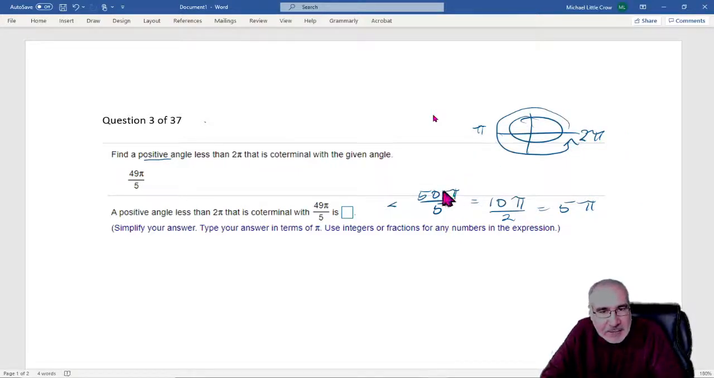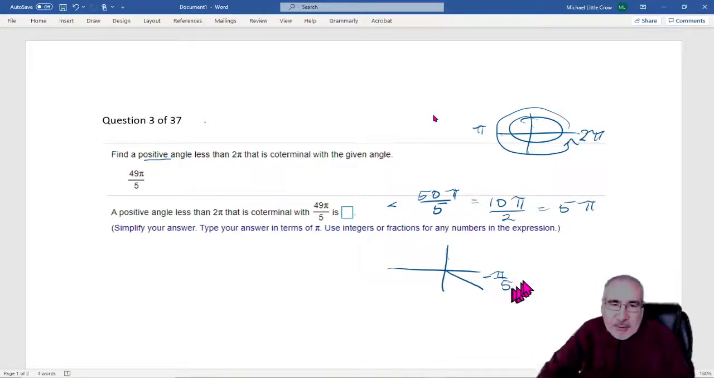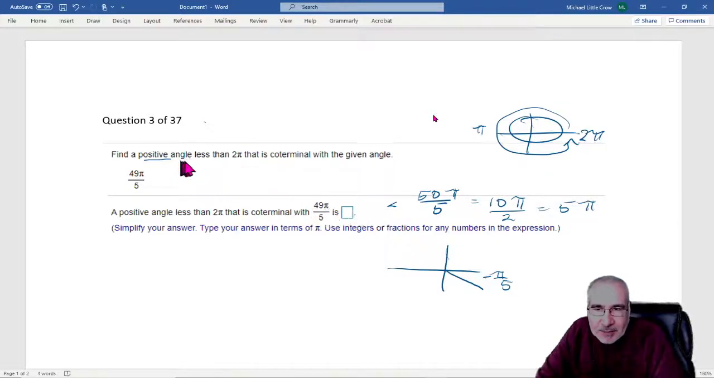Okay, that's if I had 50 pi, but I'm 1 pi less than that. So where I'm at is 1/5 of a pi short of going 10 times around. So a negative coterminal angle would be negative pi over 5. We'd be done, cool. But they want a positive angle, so they're not going to accept this answer. But this is perfectly fine, right? It's a coterminal angle. So what we want is the positive angle coming all the way around.